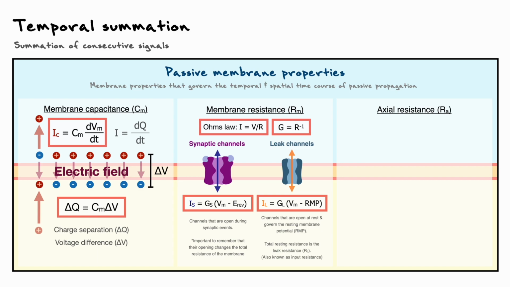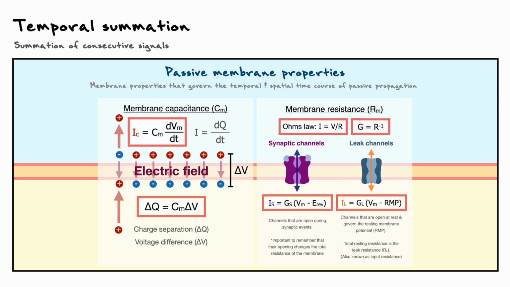The third and final property is the axial resistance, and it corresponds to the internal resistance that charges feel when they move inside the dendrites or axons. The equation that models this property is essentially the same as the equation that models electron flow in electrical wires. Now, to understand temporal summation, we only need the two first properties, membrane capacitance and membrane resistance.